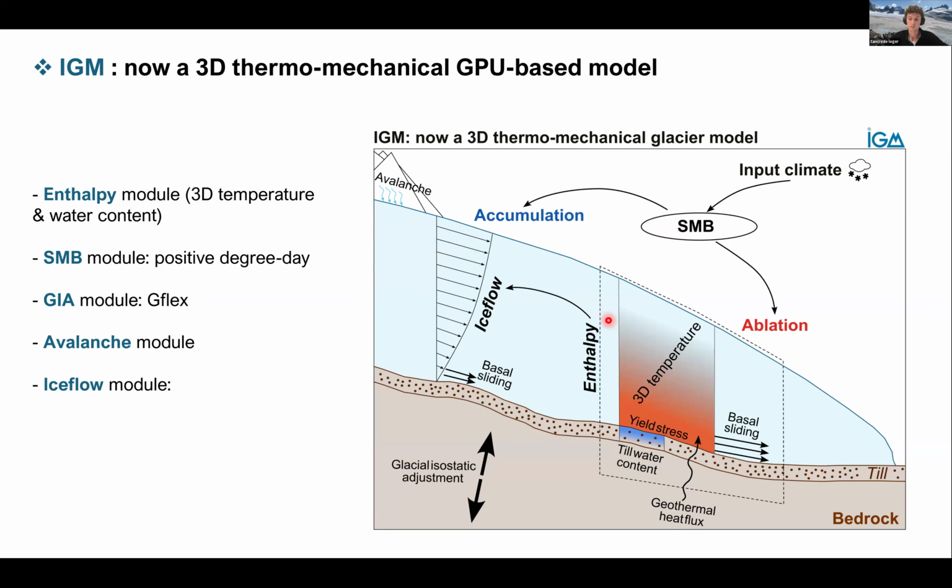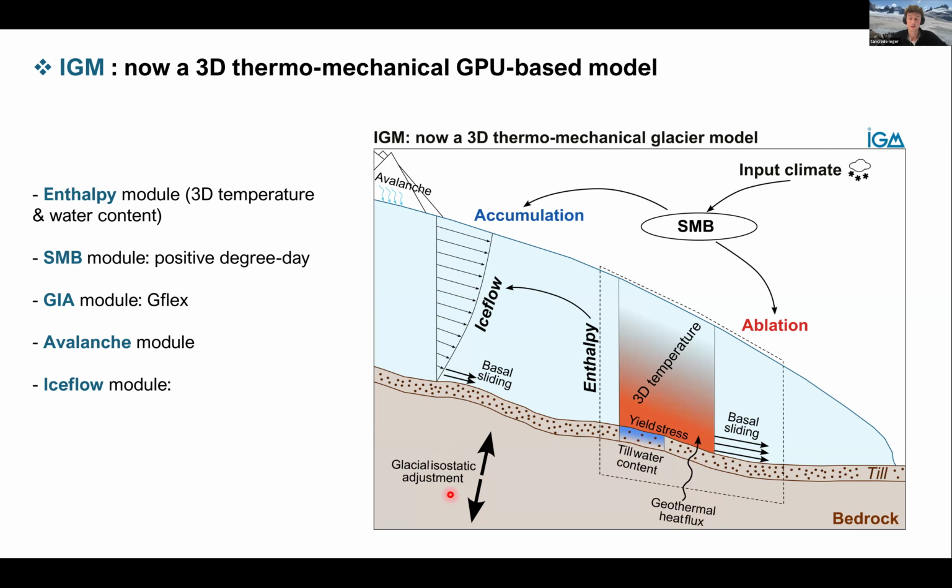We have the enthalpy module, which controls the 3D temperature of the ice through the ice column. That has an impact on your ice flow and your ice thickness because it controls the temperature, but also the water content of the ice. It also impacts the basal sliding through controlling the basal temperature, how much meltwater ends up in the till and ends up reducing the pressure of the glacier on the bed. That's also influenced by geothermal heat flux.